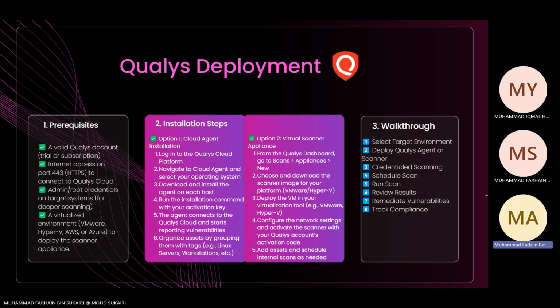So for option two, which is the virtual scanner appliance, from the Qualys dashboard, after we log in, we can go to scans, appliances, and new. We can choose and download the scanner image for our platform such as VMware or Hyper-V, and deploy the virtual machine in our virtualization tool.